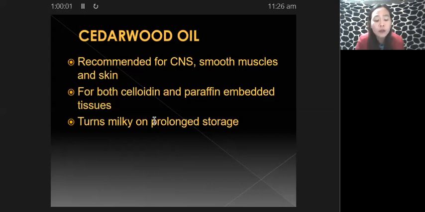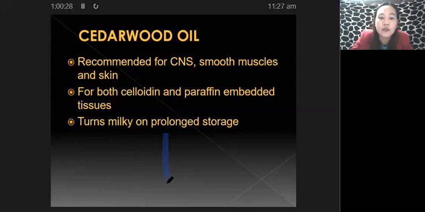Okay? So apart from that, another problem that is encountered when we make use of your cedarwood oil is that your tissue tends to float also. Okay, so your tissue sample tends to float. And what is the remedy for this? So you have to overlay absolute alcohol on top of your cedarwood oil to prevent the drying of your tissue sample.